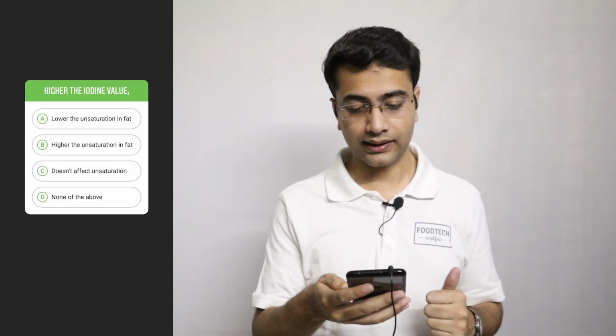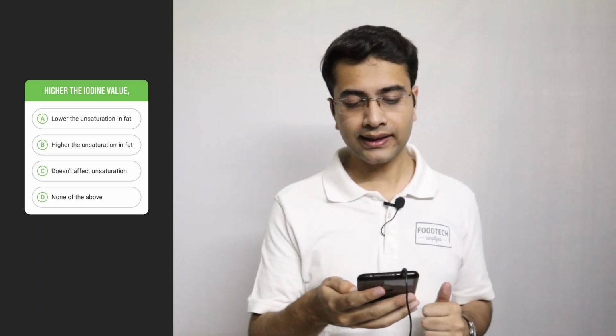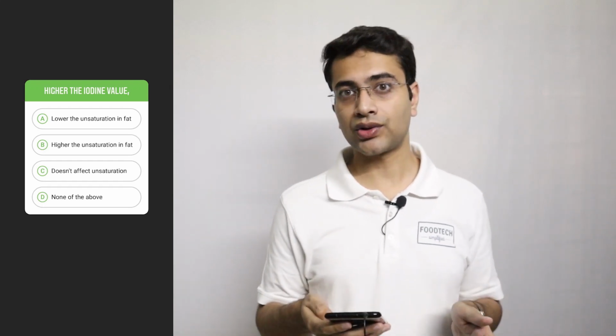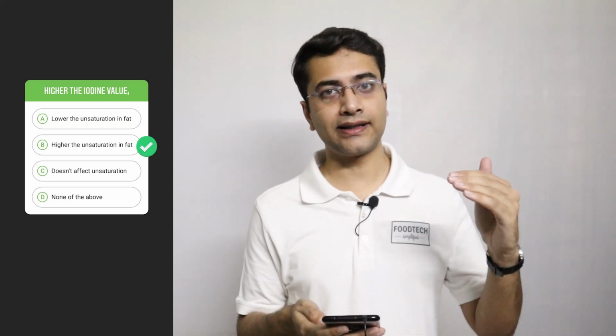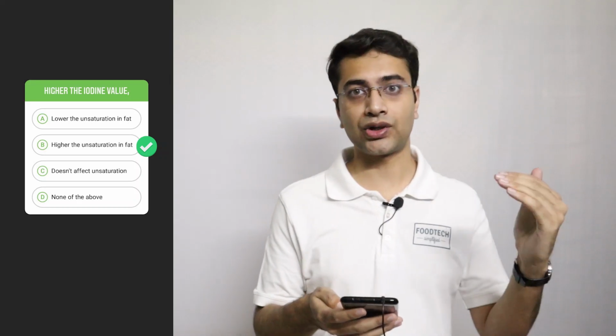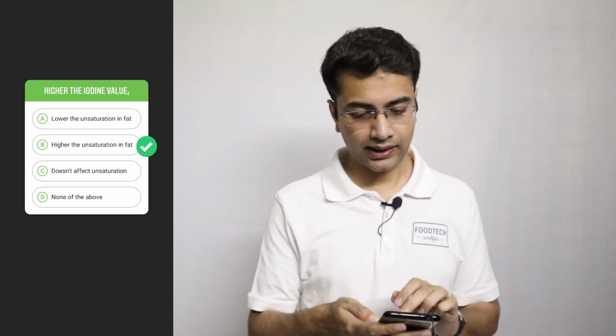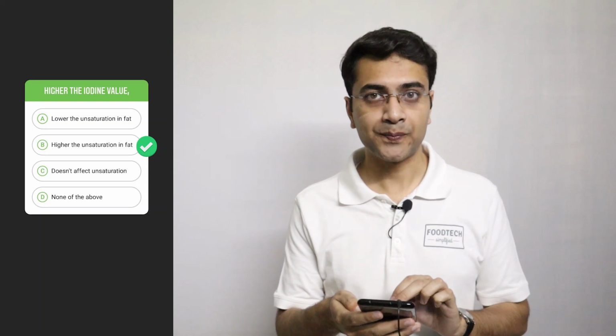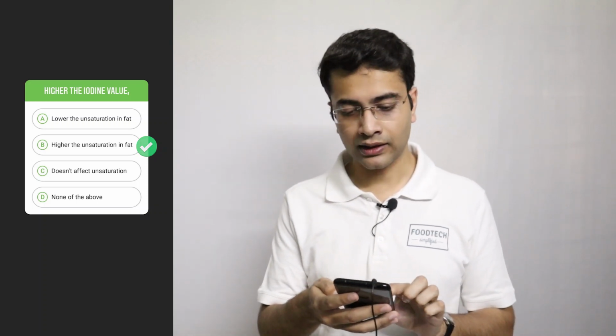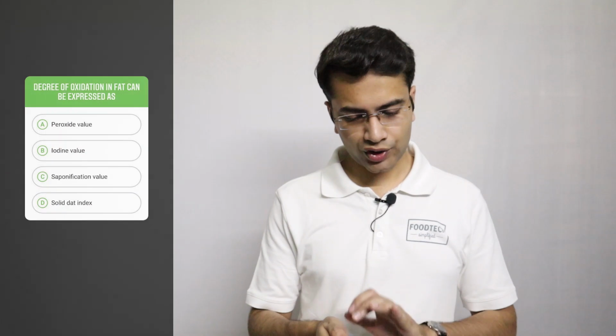Higher the iodine value. Option A, lower the unsaturation in fat. Option B, higher the unsaturation in fat. Option C, doesn't affect unsaturation. Option D, none of the above. So iodine value represents the degree of unsaturation in fats, right? So option B is the correct one. Higher the iodine value, higher is going to be the unsaturation in fats. Remember that. Also, there is a homework for you for this question. How are you going to determine iodine value if you are present in a food chemistry lab? Comment down below. Now moving on to the next question.